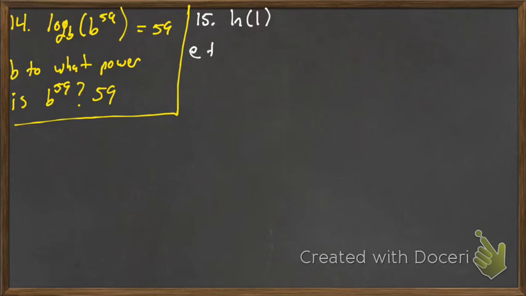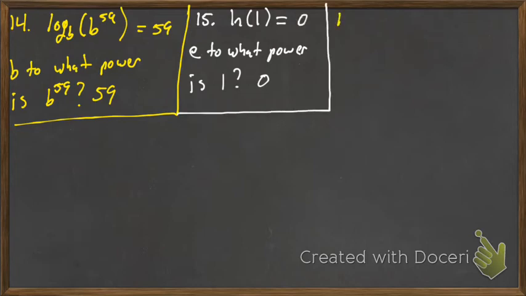Alright, so e to what power is 1? That's the 0th power. So everything raised to the 0th power besides 0 is going to be 1. Okay, so the exponent is 0. All right, well, how about the natural log of 1 over e?